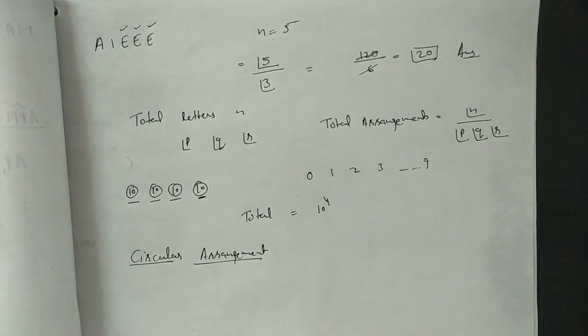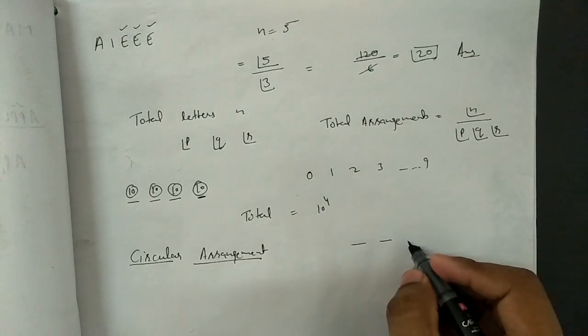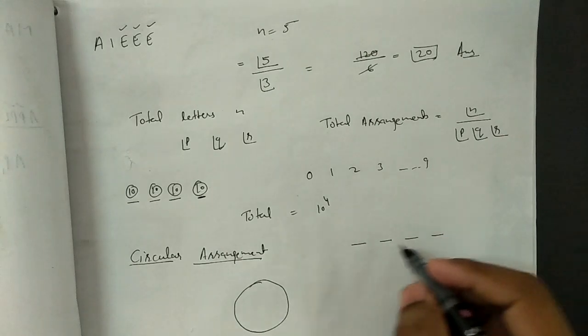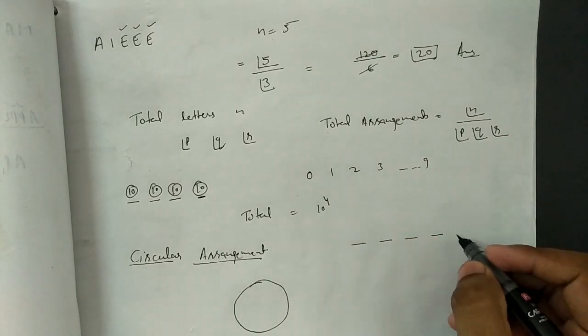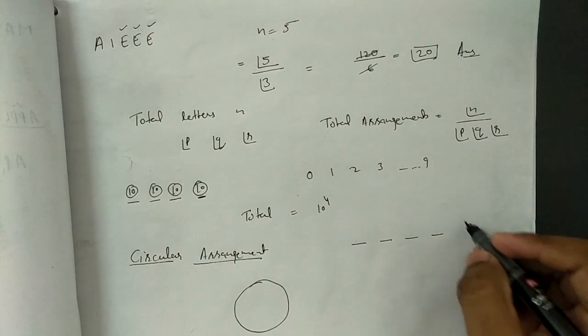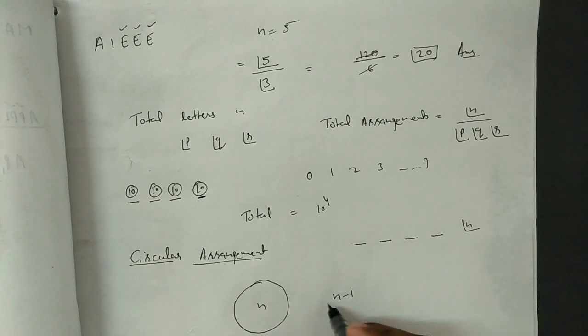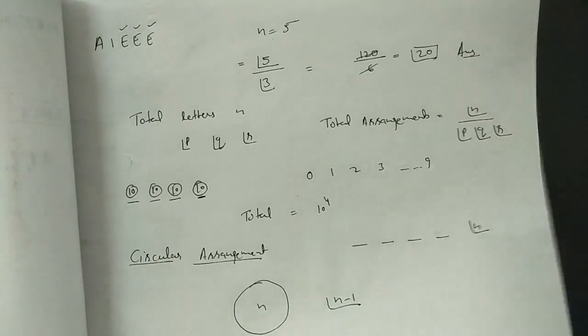First of all, we have studied the linear arrangement in which we filled letters or words or numbers in linear fashion. In circular arrangement, we fill in a circular manner. So for linear, if n places are available, the answer will be factorial n. But for the circular, if n elements are present, then the answer will be factorial n minus 1. Why is this happening? We will see in the next page.